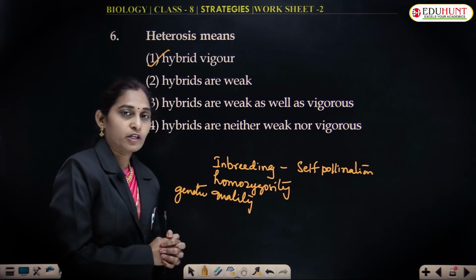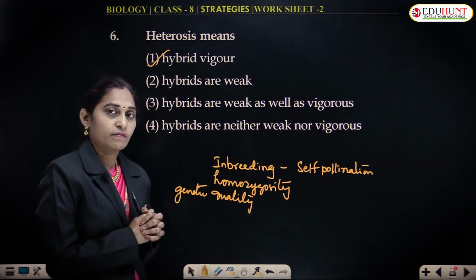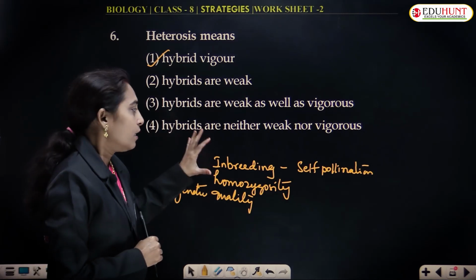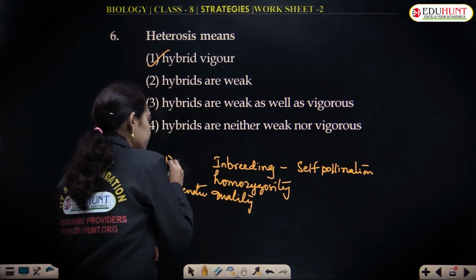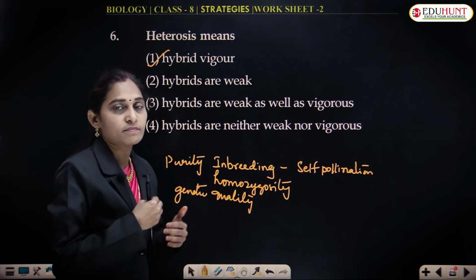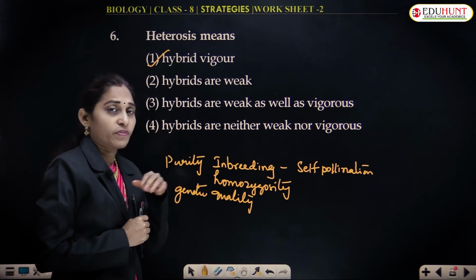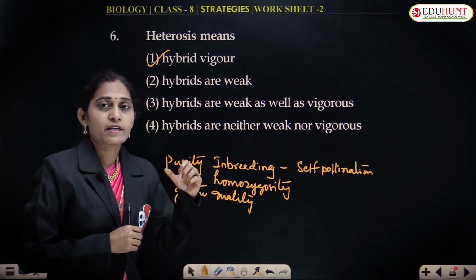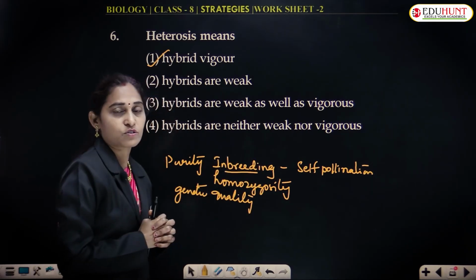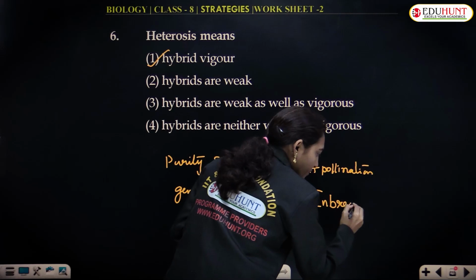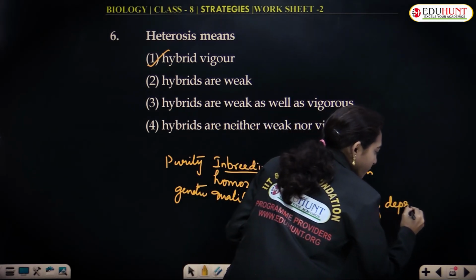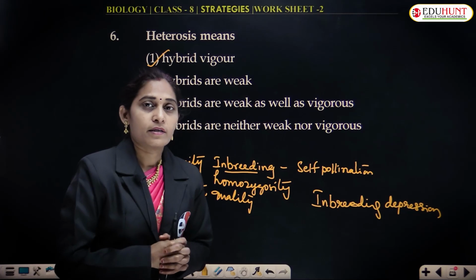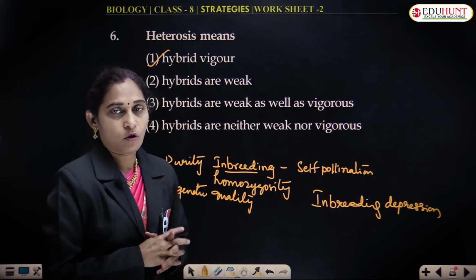If for a particular trait both the alleles are similar, then we call that a homozygous one. To maintain that homozygosity, that is purity, we always do inbreeding. Because of that, after several generations, sometimes the offspring will lose their vigor because of inbreeding. That is called inbreeding depression. Inbreeding depression will lead to the suppressed action or reduced vigor of the progeny.